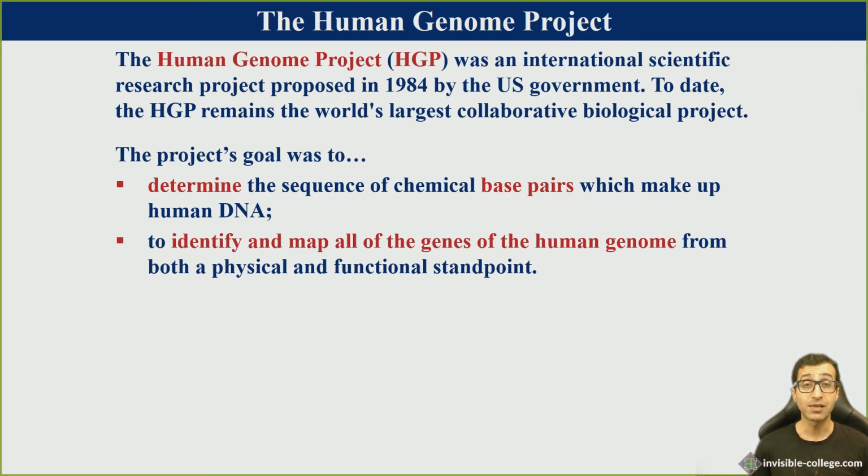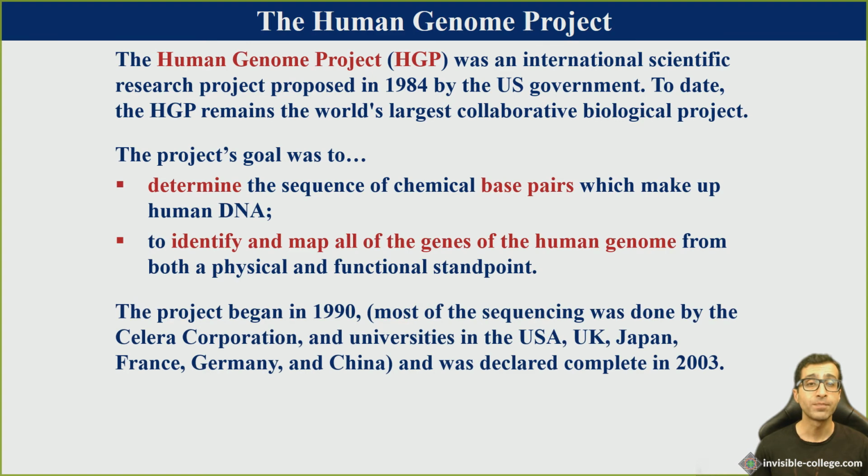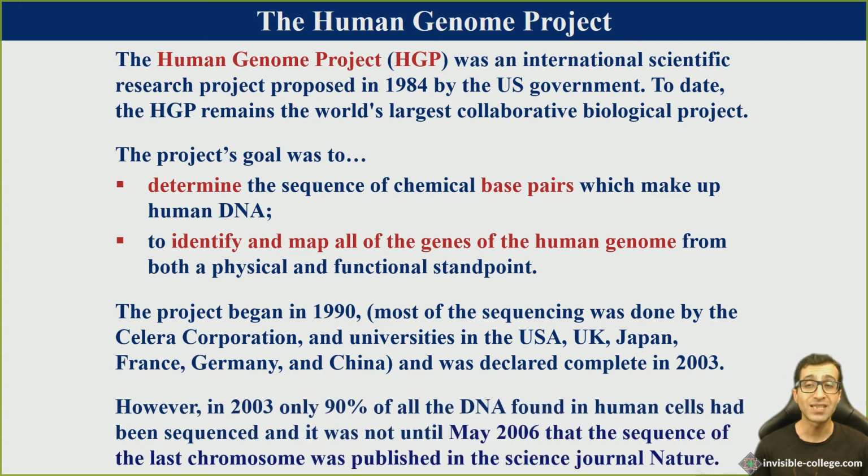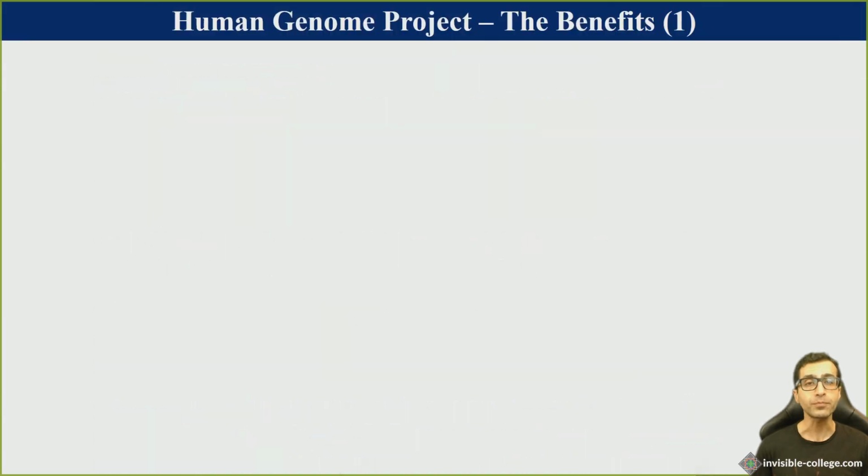Now, the project actually formally began in 1990, and most of the sequencing was done by the Celera Corporation and universities in countries like the United States, the UK, Japan, France, Germany, and China, and it was declared complete in 2003. However, by 2003, only 90% of all of the DNA found in human cells had been sequenced, and it wasn't in fact until May 2006 that the sequence of the last chromosome was published in the science journal Nature.